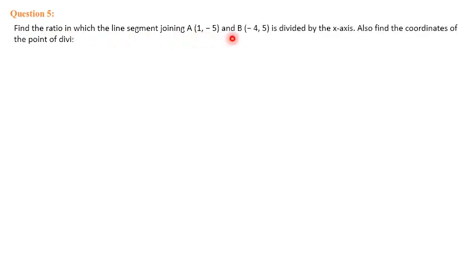Next we shall discuss question number 5. The question is: find the ratio in which the line segment joining A (1, -5) and B (-4, 5) is divided by the x-axis. Also find the coordinates of the point of division. There are two parts in the question. In the first part, just like the previous question, we have to find the ratio in which the point on the x-axis is dividing the line joining A (1, -5) and B (-4, 5). And in the second part, we have to calculate the coordinates of the point of division. A particular point is on the x-axis and that point's coordinates we have to calculate. That is the second part.